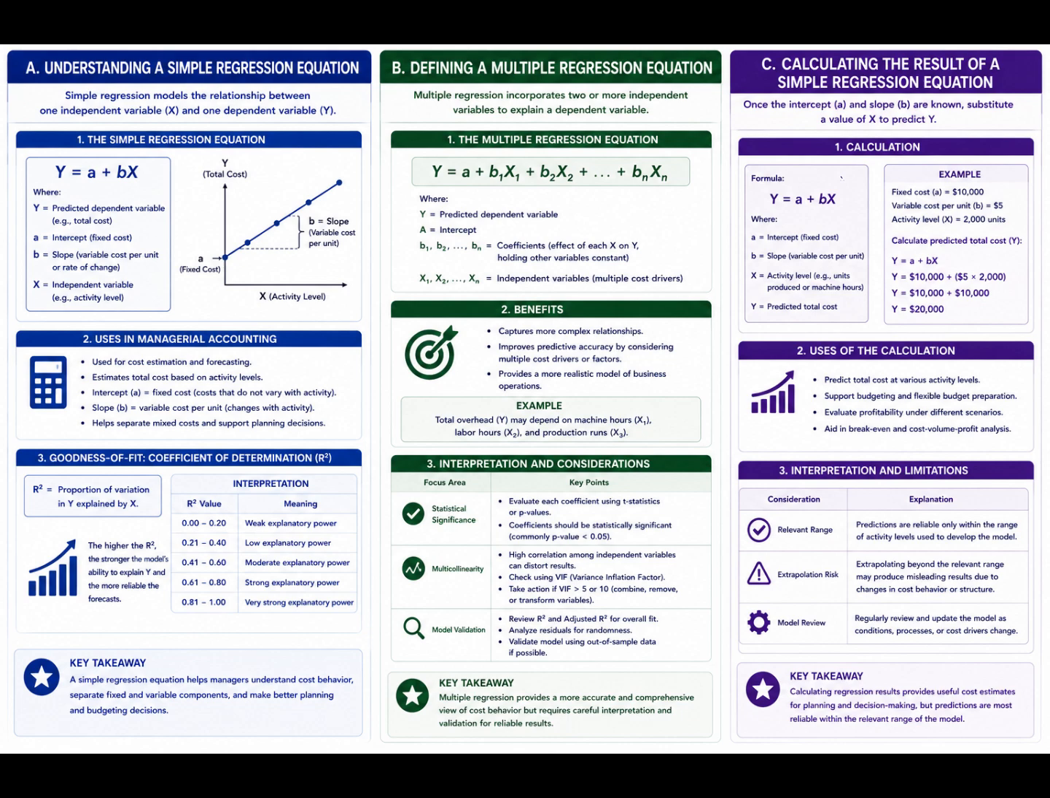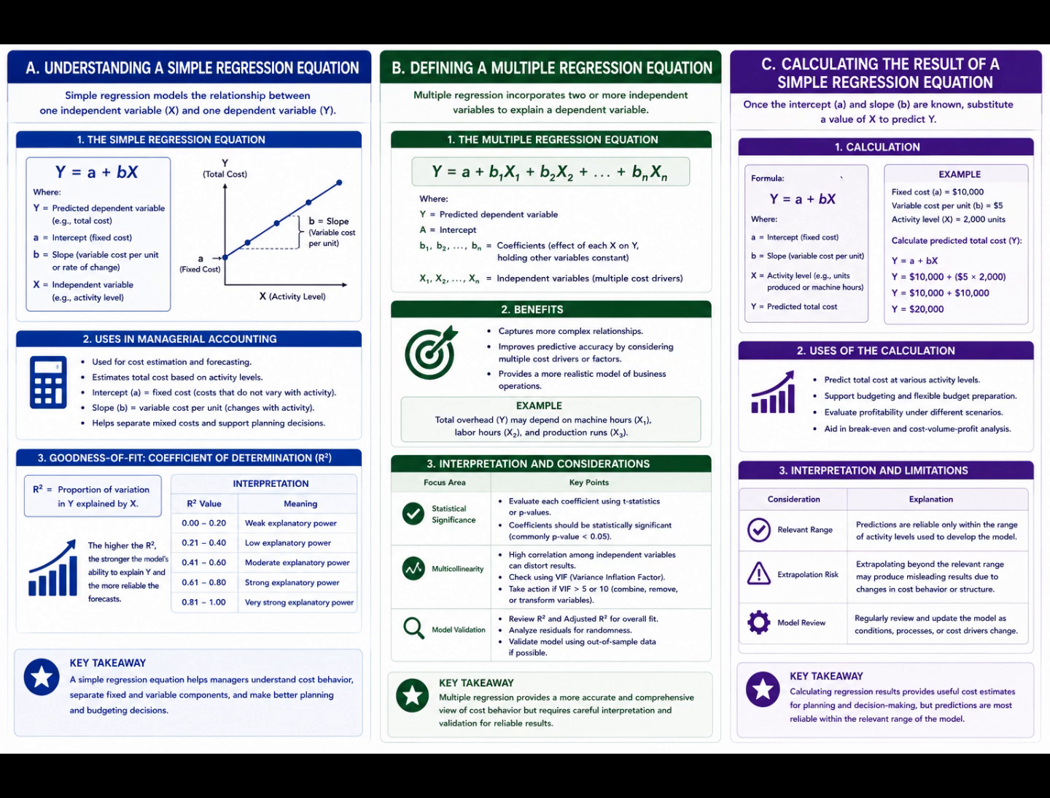Goodness of fit measures enhance interpretation. The coefficient of determination, R superscript 2, indicates how much variation in the dependent variable is explained by the independent variable. A higher R superscript 2 suggests stronger explanatory power, improving reliability for forecasting and budgeting applications.